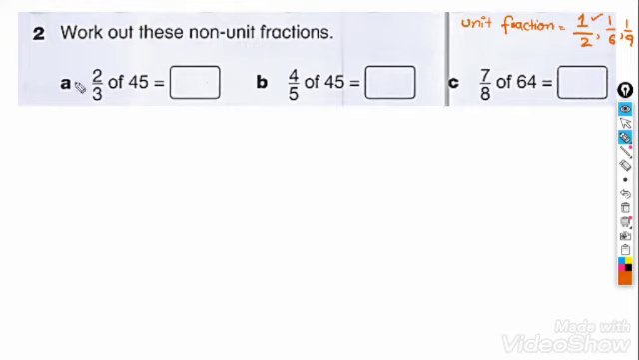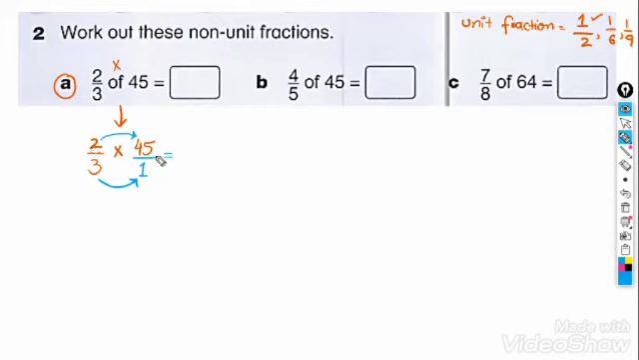Now let's do the A part here. It is 2 upon 3. Just write 2 upon 3. This "of" means multiply. So it is multiplied by 45. Now 45 has nothing in the denominator, so I will just put 1 in the denominator. If nothing, then 1. So this 1 is going to multiply with 3, and this 2 is going to multiply with 45.